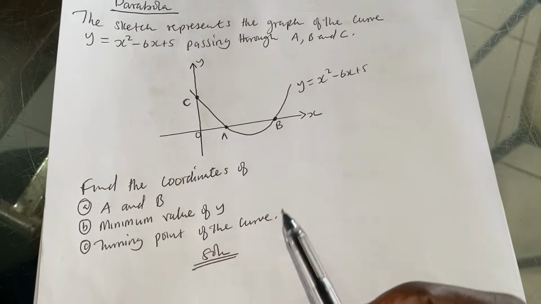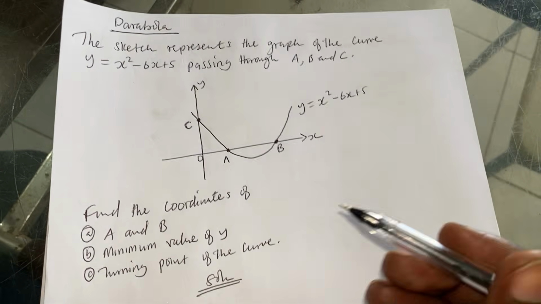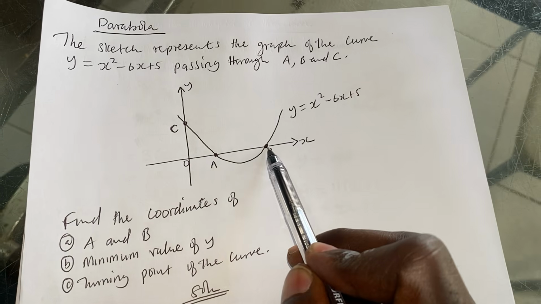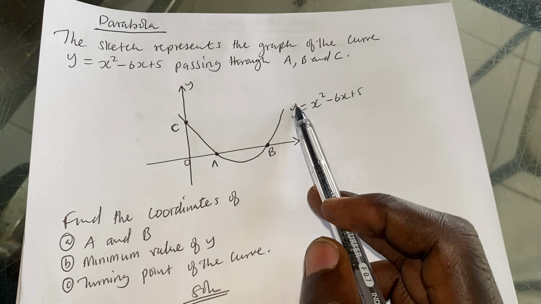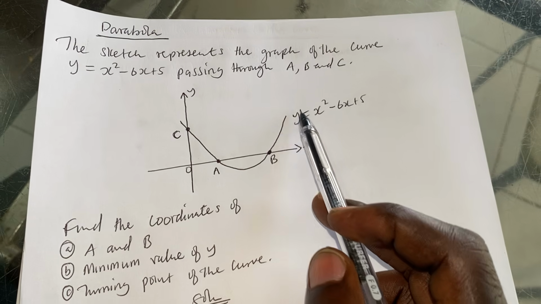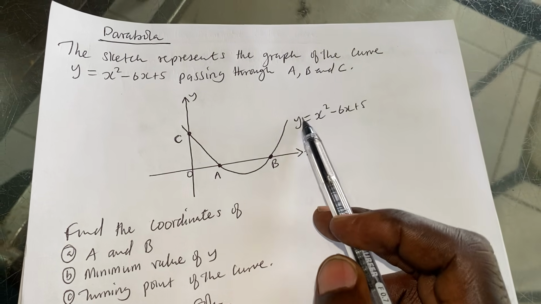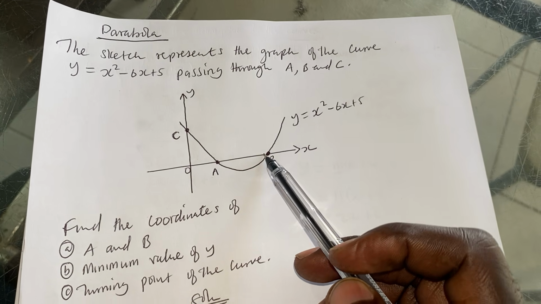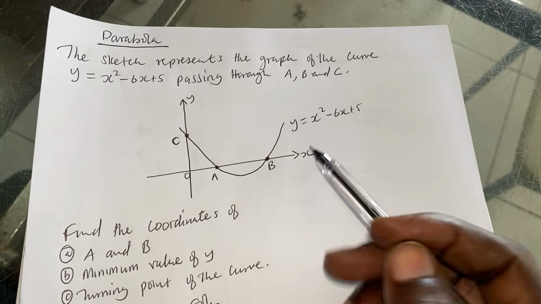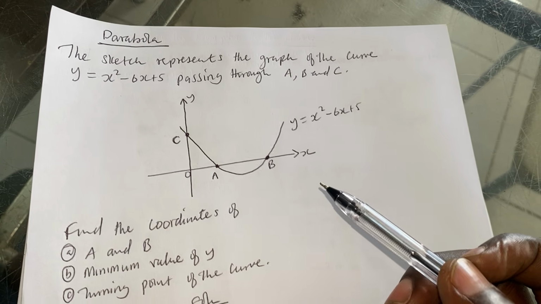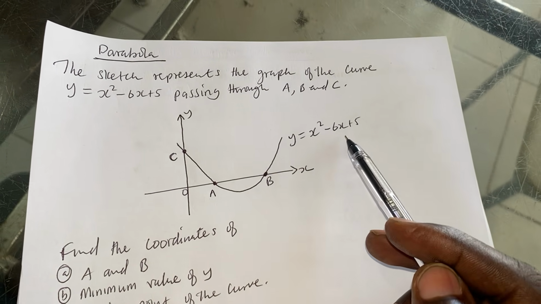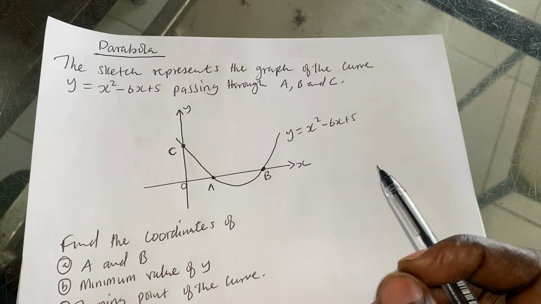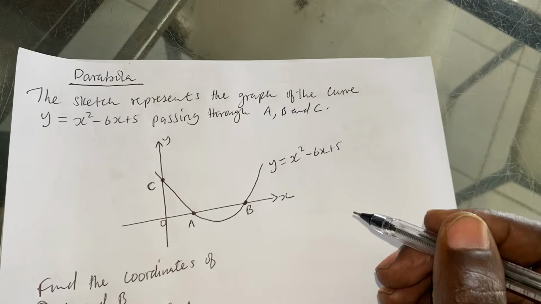So how do we find the coordinates of A and B? Very simple. What you're supposed to know is that at points A and B, the value of y is 0. So if we equate this function to 0, then we can find the value of x. This equation becomes a quadratic equation, and to find the value of x, we are going to use the factorization method. We factorize, then we find the value of x.